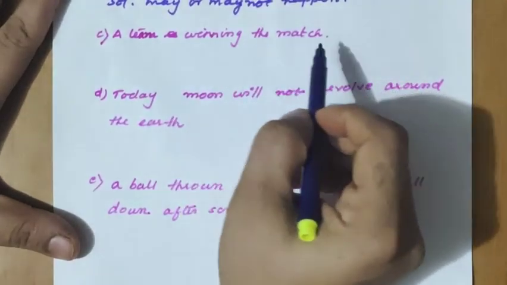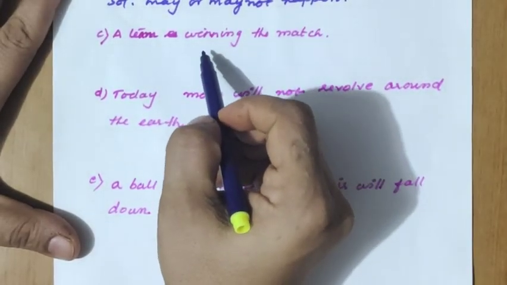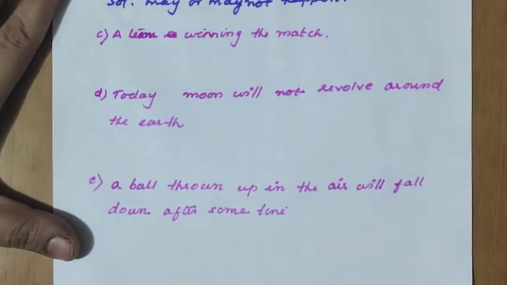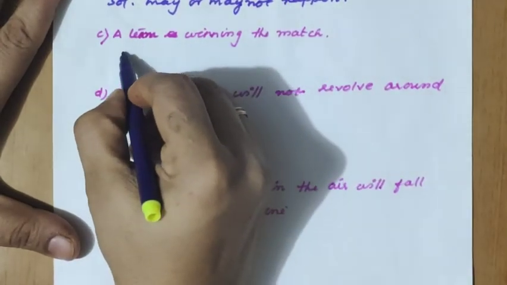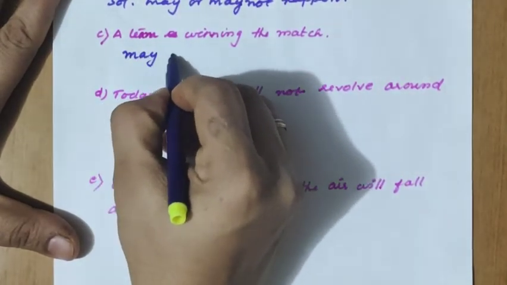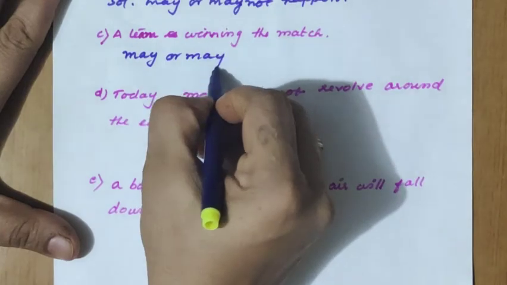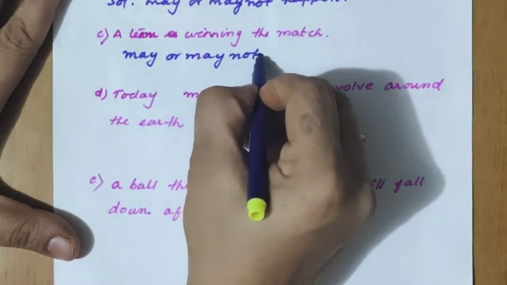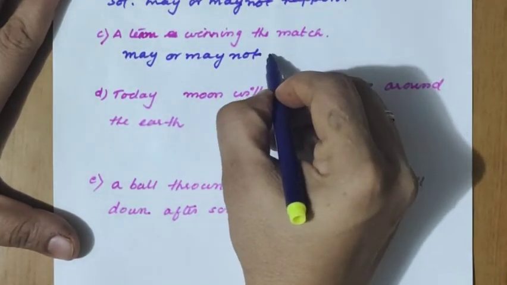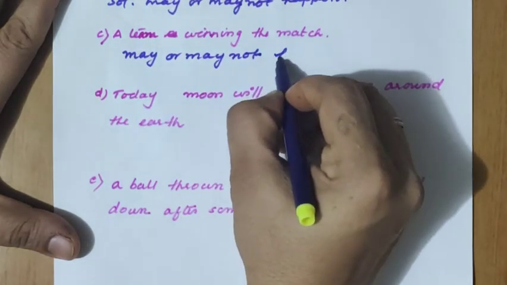A team winning the match. When a team plays, either it will win or it may lose also. So may or may not happen. We cannot tell surely that the team will win. So that is why it is a may or may not happen case.